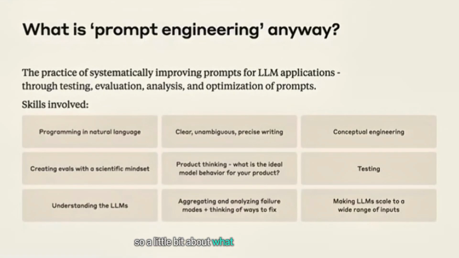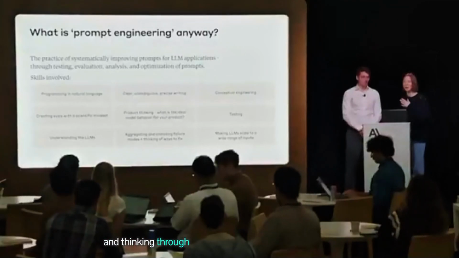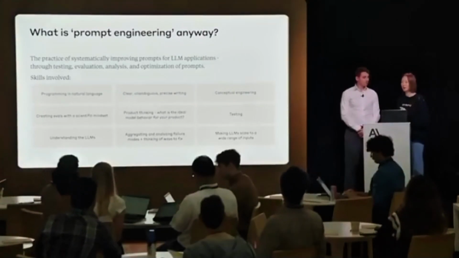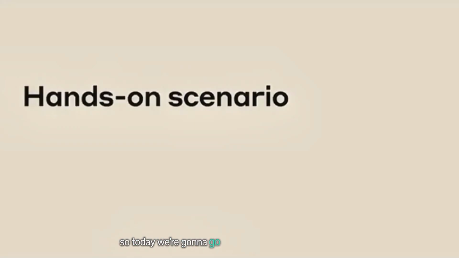So a little bit about what prompt engineering is. This is the way that we communicate with a language model and try to get it to do what we want. So this is the practice of writing clear instructions for the model, giving the model the context that it needs to complete the task, and thinking through how we want to arrange that information in order to get the best result. So today we're going to go through a hands-on scenario.